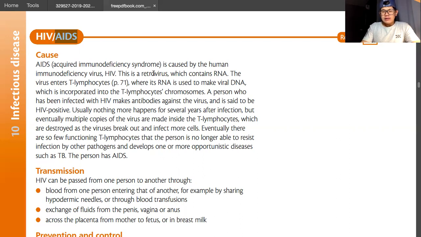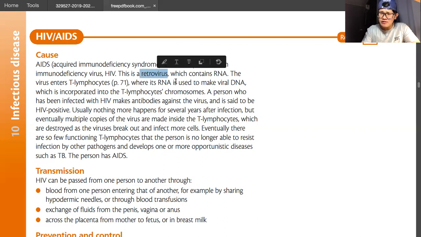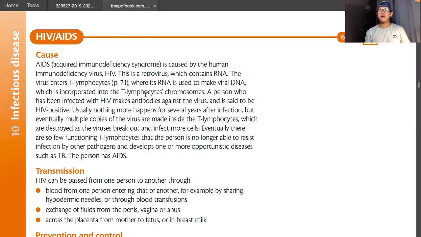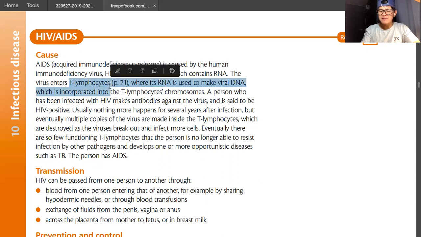Now, what is it? It is a type of what we call a retrovirus. So what does a retrovirus mean? It simply means that they contain RNA. Okay, so instead of the normal DNA as their genetic material, they actually contain RNA. And what do these type of viruses do, the HIV? What they do is they're quite sneaky, because they actually target the white blood cells itself. They actually target the T lymphocytes. Okay, so T lymphocyte is actually a type of white blood cell.